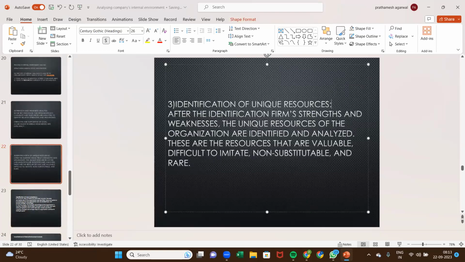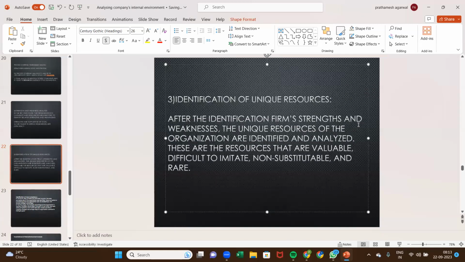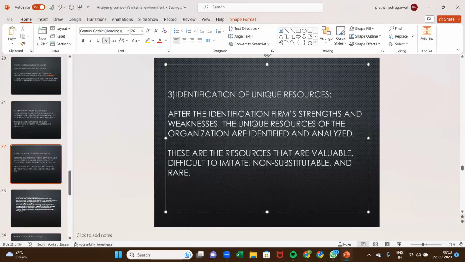Then we have the identification of unique resources. After the identification of the firm's strengths and weaknesses, the unique resources of the organization are identified and analyzed. Now, the resources we have, okay? Now, we have to study what type of resources we have. Do we have enough money? Do we have enough manpower, machinery, raw material? And how these resources need to be channelized. These resources are valuable, difficult to imitate, non-substitutable, and rare.